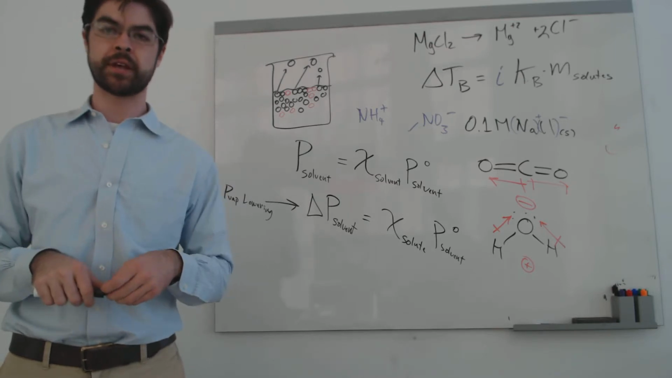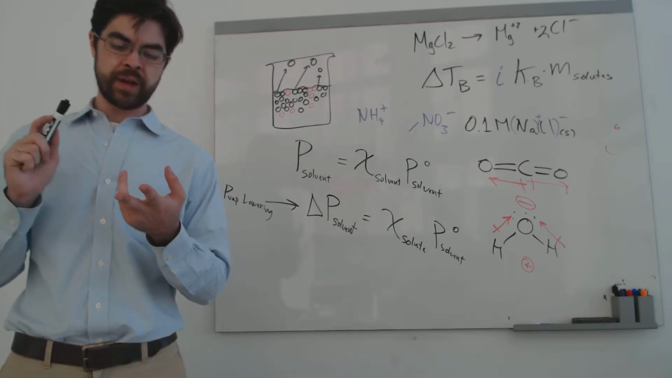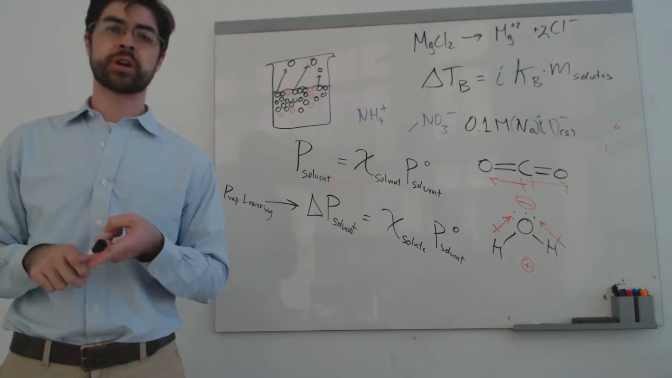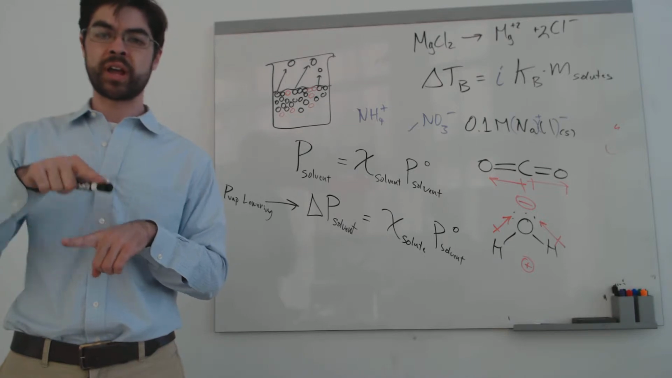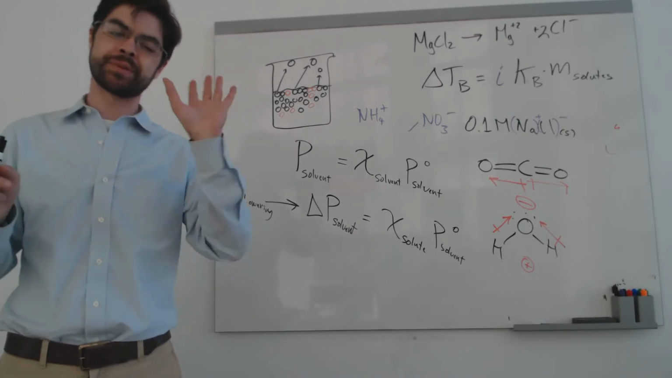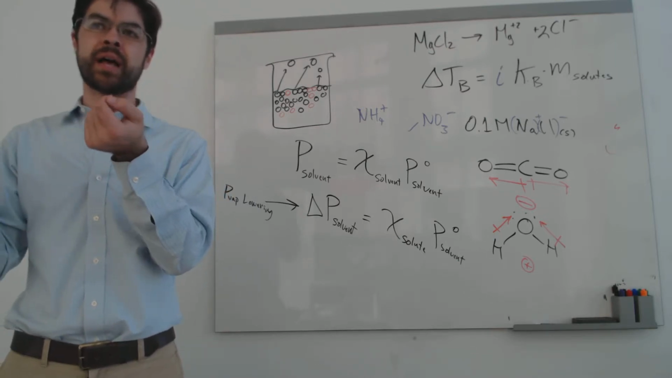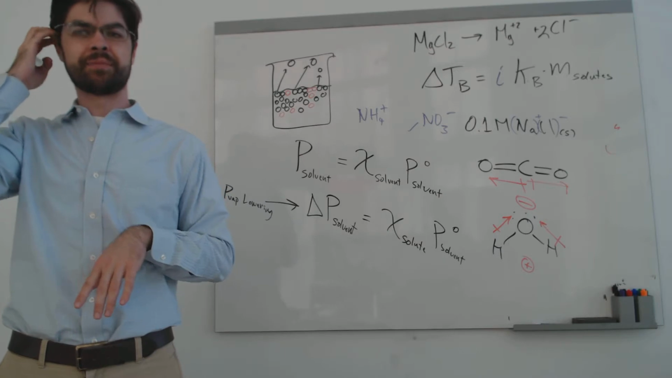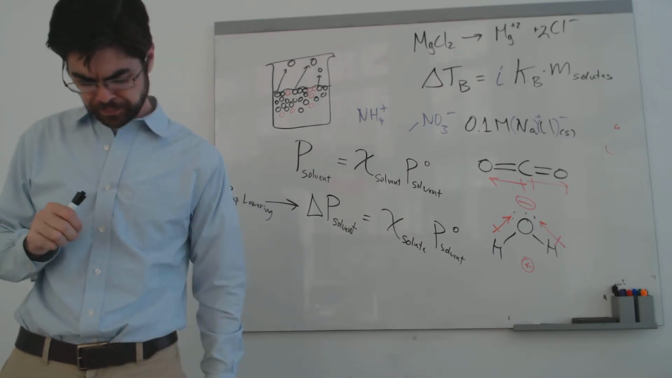So other examples of colligative properties are boiling points and freezing points. Those are colligative properties, and the amount that they increase and decrease by, those are also called colligative properties. I mean, they're the same thing. If you're talking about the boiling point, that's a colligative property, and the amount that it changes by is related to it. So those are both collectively called colligative properties.